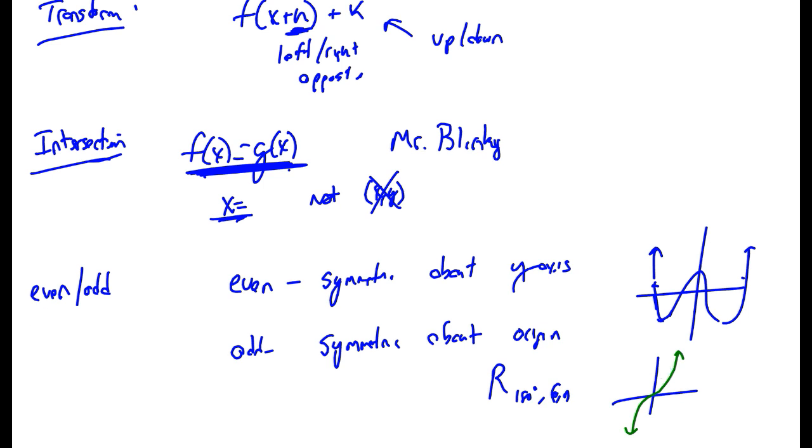These are just three kind of random function ideas that followed us throughout the course. So we can transform any parent function by adding a number on the inside or outside. Inside's opposite, outside's normal. We can find the intersection by using Mr. Blinky. And a function's even if I can fold it on the y-axis and get itself, or it's odd if I can spin it 180 degrees about the origin and it lands on itself. Those are some final ideas that popped into my head related to Algebra 2.